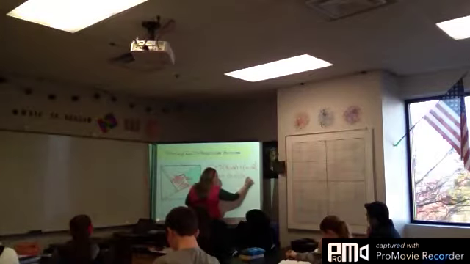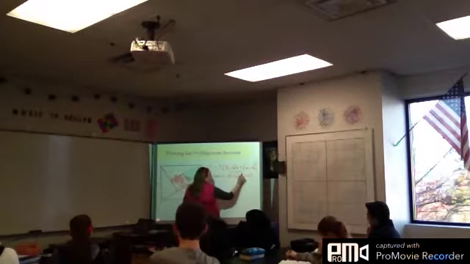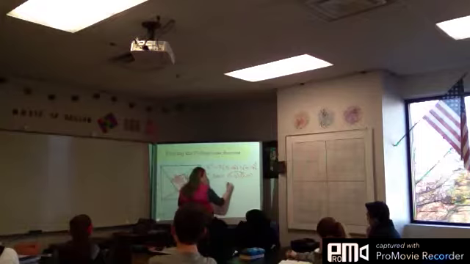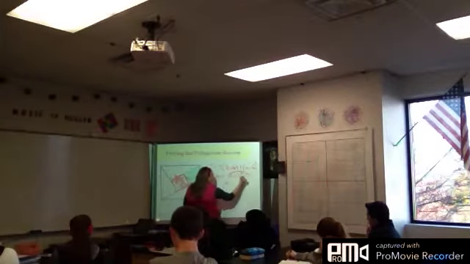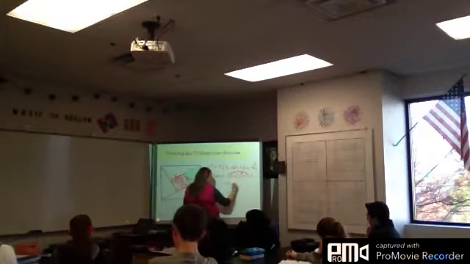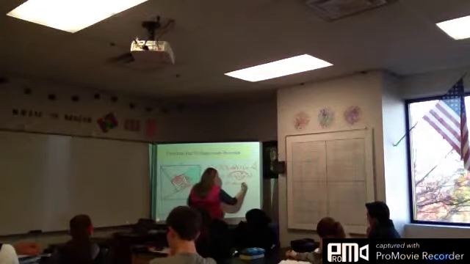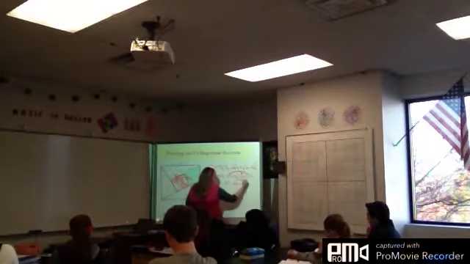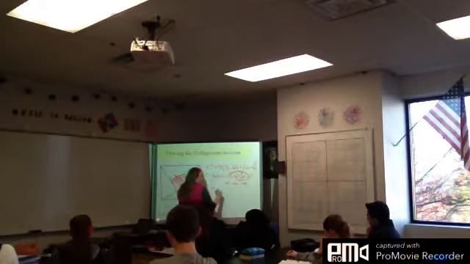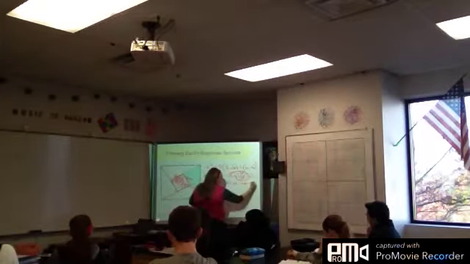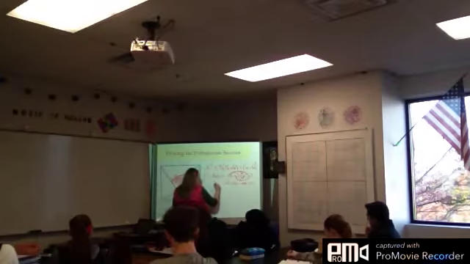FOILing this. Okay, what's A times A? A squared. And then I have A times negative B, negative AB. Negative B times A, negative AB, I can write it the same way. And negative B times negative B gives me B squared. And now I'm adding it to all of this.